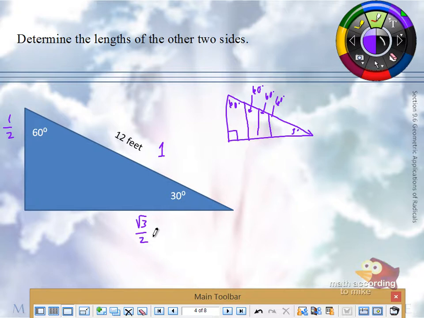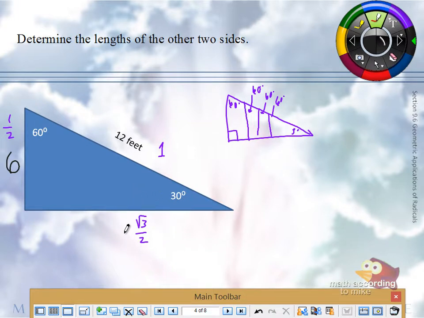Well, 12 is to 1 as 1/2 is to what? 6. So this side is 6. So now if you want to use Pythagoras with the 12 and the 6, that's totally fine. It might be a little easier than working with this guy because this is quite ugly here.